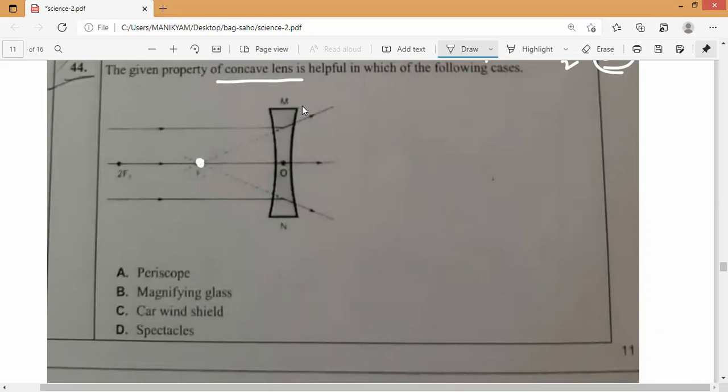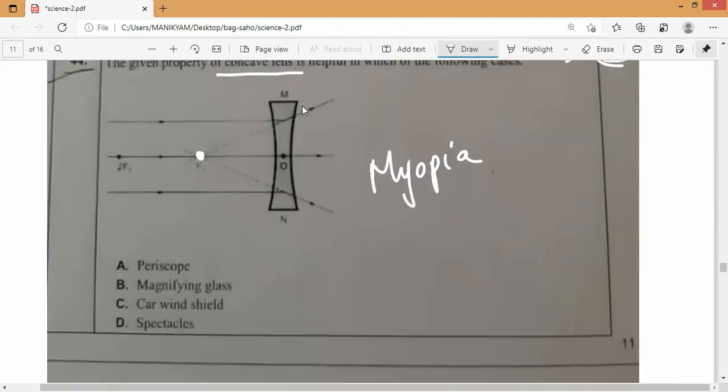Do you remember? For concave, which one can we use, myopia or hypermetropia? Convex or concave lens? Concave, myopia. Myopic eye. Yes or no? So for the myopic eye, what is another name of myopia? Short-sightedness. That is what you have to understand.